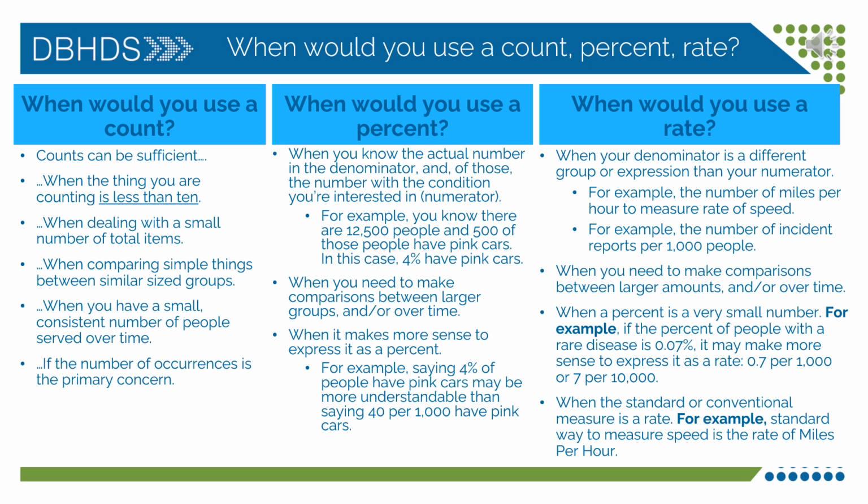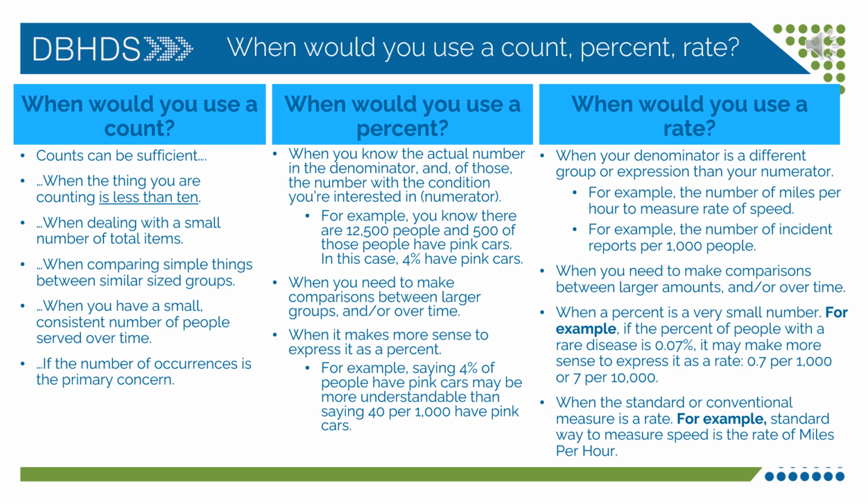You would consider using a percent when you know the actual number in the denominator, and of those items or people, the number with the condition you're interested in, which would be the numerator. For example, if you know there are 12,500 people, and of those, 500 have pink cars, which would be your numerator, and your denominator would be 12,500, you would be able to calculate that 4% have pink cars.